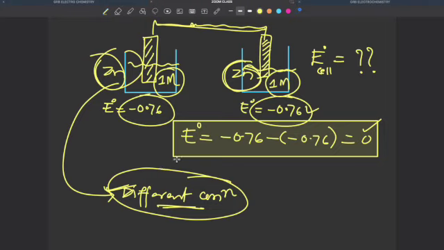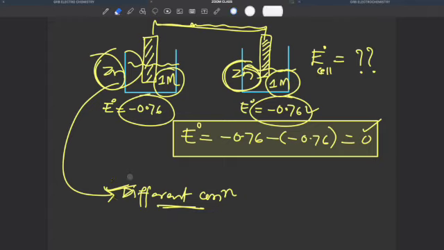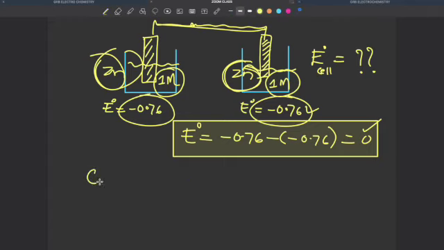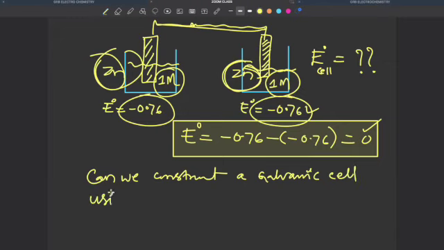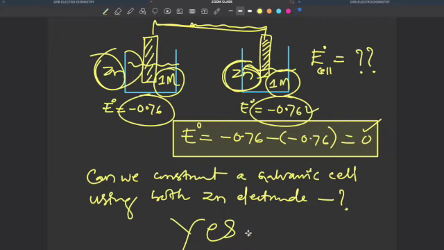Did you understand the concept a bit? In CBSE, a question like this will be asked. Last time it was asked: can we construct a galvanic cell using both zinc electrodes? Tell me, the answer for this is yes. Right? So this is the different condition where we can use the galvanic cell.